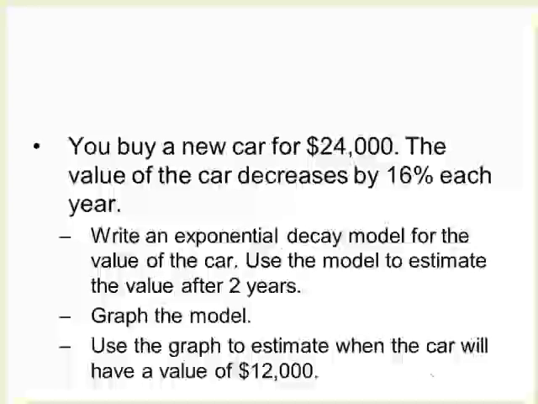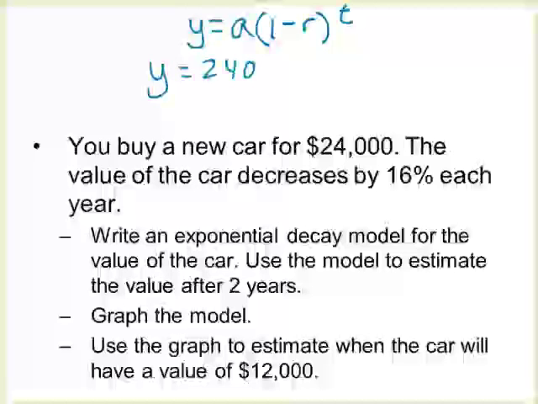You buy a new car for $24,000. The value of the car decreases by 16% each year. First question asks us to write a model. So we're going to use that formula. What is A? 24,000. A means initial value.